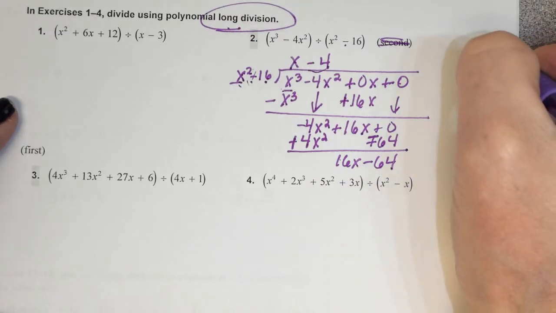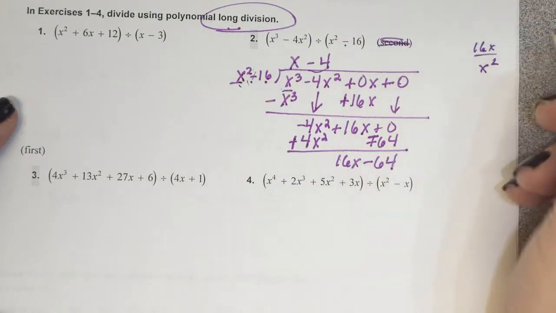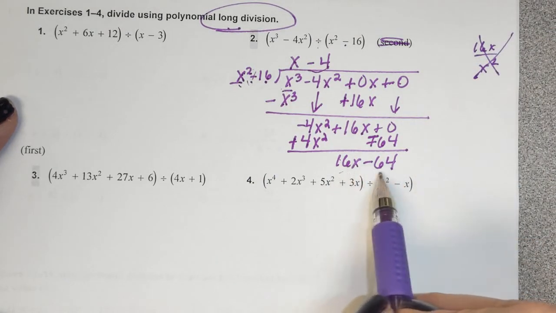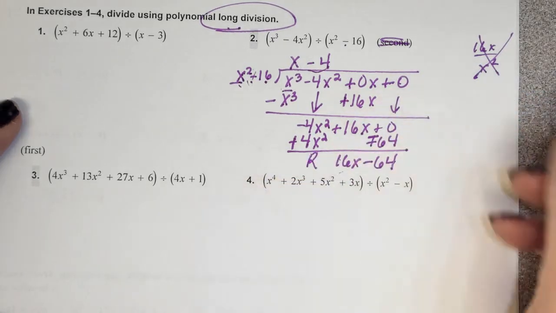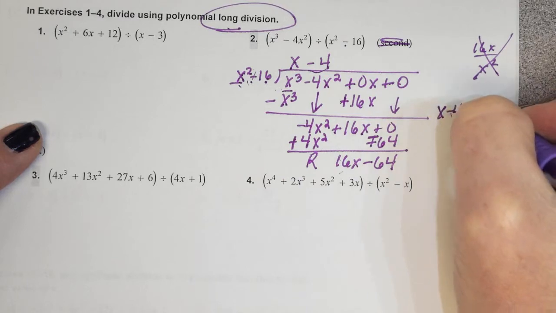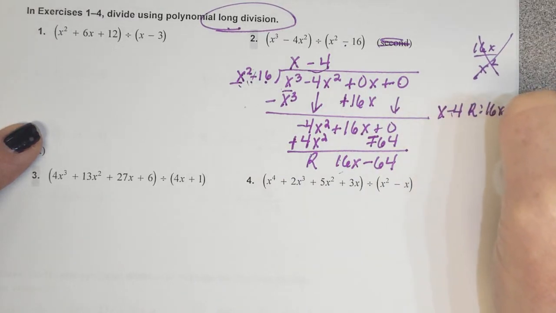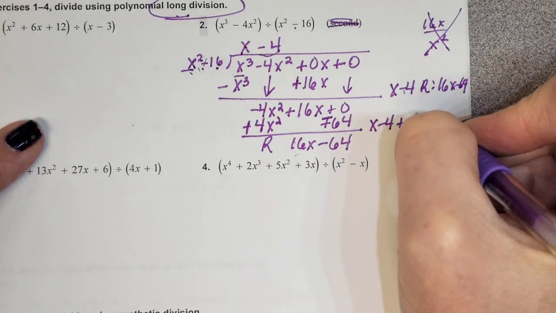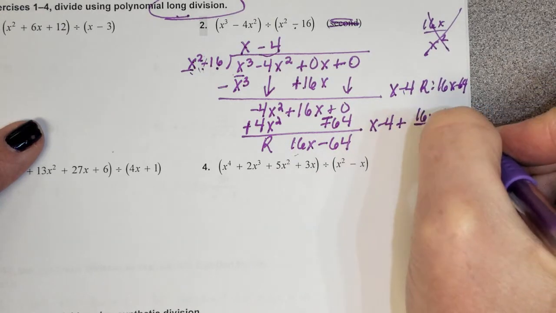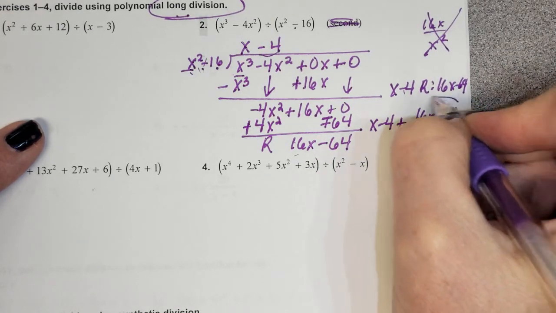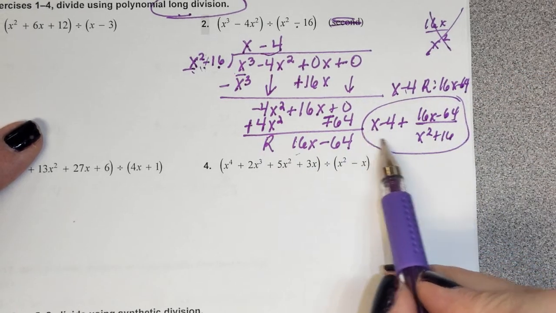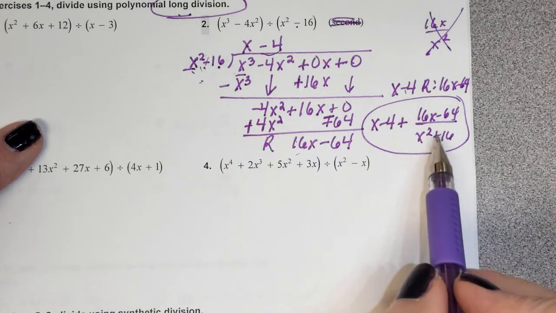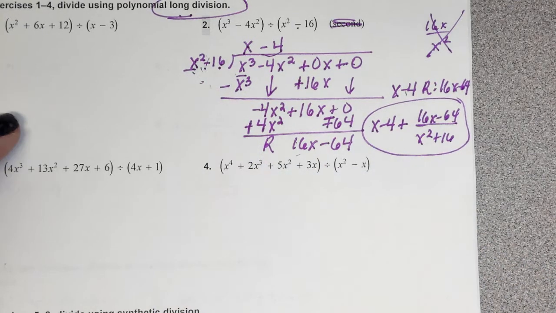Can I divide 16x by x squared? No, I can't. It won't go into it. So what's this going to just be then? My remainder. So I would say then that my answer is x minus 4, remainder 16x minus 64. Or I could say my answer is x minus 4 plus 16x minus 64 over x squared plus 16. So here's my quotient, here's my remainder, here's my divisor. So I always put my remainder over my divisor.